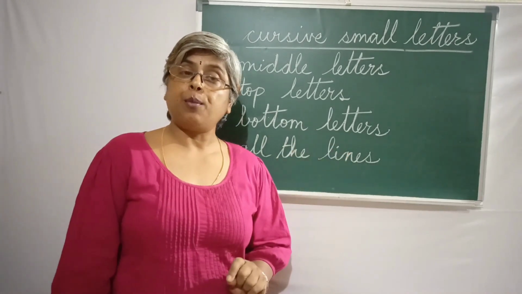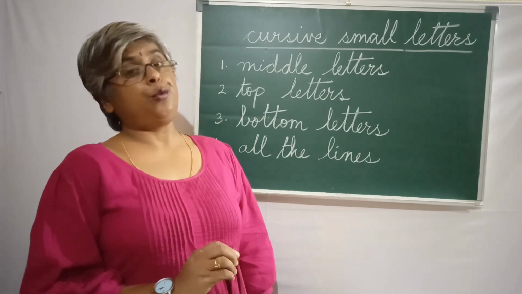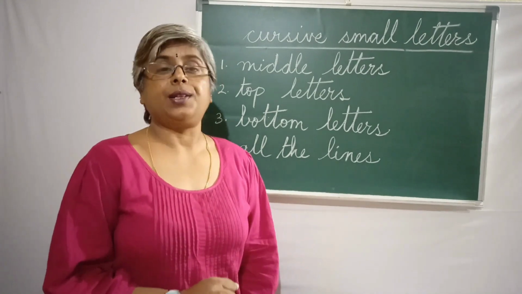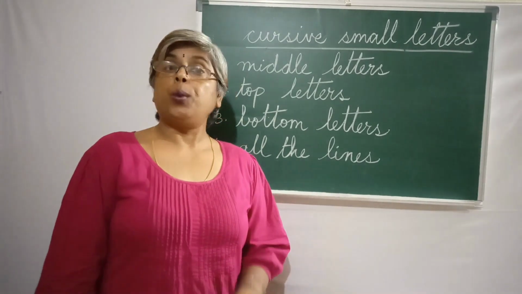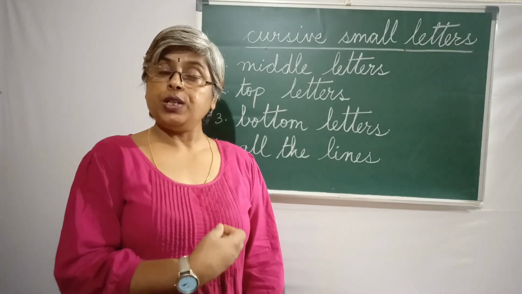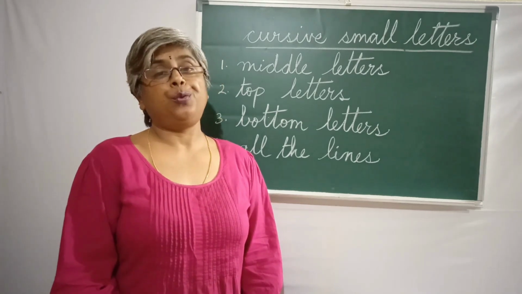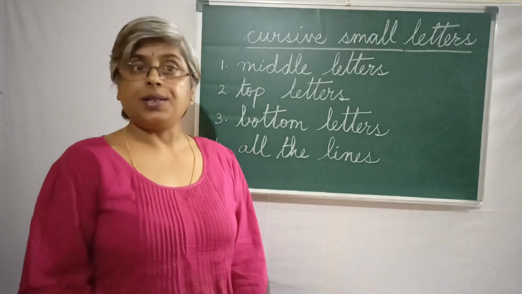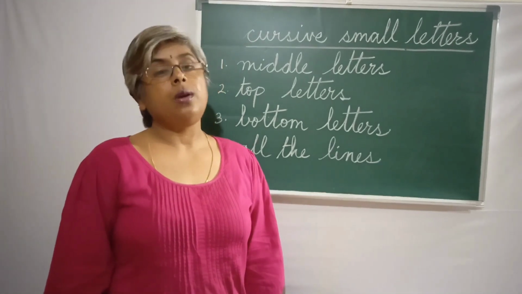In bottom letters, when we write these letters, we go down to the 4th line, touch the last line, and then make the letters. And the last one: there are a few letters which go from the first line to the 4th line, where we just take our pencil, go straight up and come down to the 4th line. So let's see the cursive small letters according to these 4 divisions.